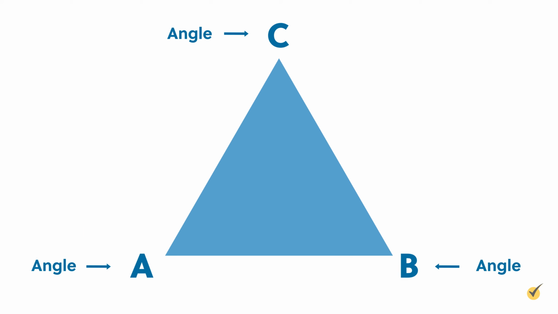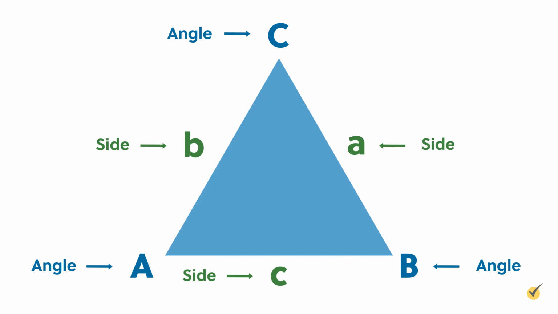Here's triangle ABC with the sides labeled lowercase a, b, and c. It's important to know that when naming a triangle, we use capital letters. And to indicate sides, lowercase letters are used that match the opposite angle label. For example, side a is opposite angle A. So in order to use the law of cosines to find side c, we would need to know side b, side a, and angle C, which is opposite side c.